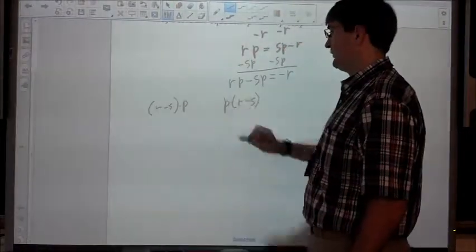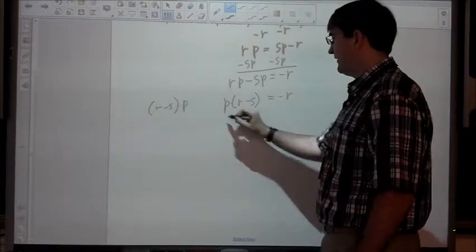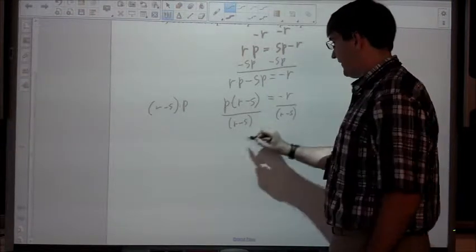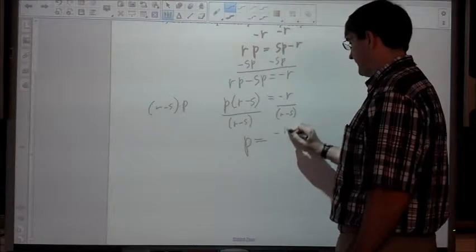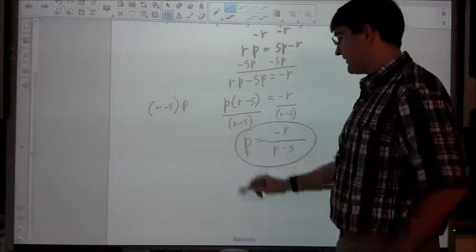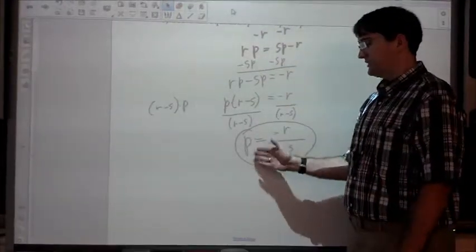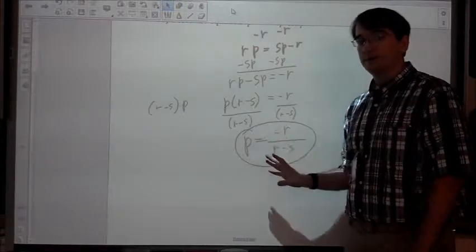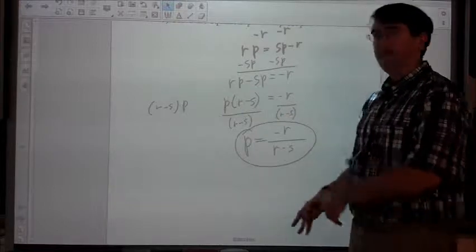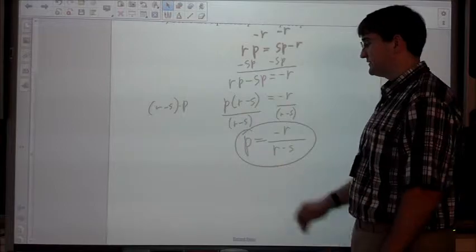Ultimately, it doesn't really matter a whole lot what order you put them in. Equals negative R. And then divide both sides by R minus S, and I get P is equal to negative R divided by R minus S. And it's okay that R appears more than once. I'm not solving for R, I'm solving for P. So we just need to make sure that the P is only in there once. Any other variable can repeat as many times as you need it to. That part doesn't really matter so much. We need to just make sure that the P is by itself, which it is. So we're done.